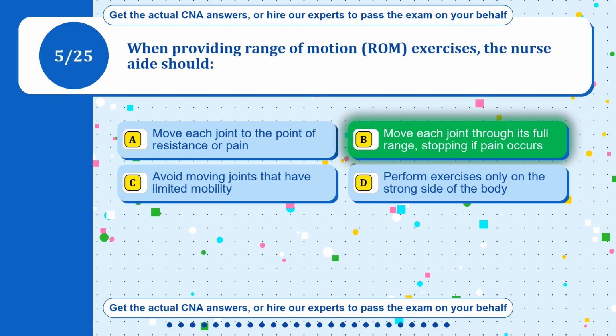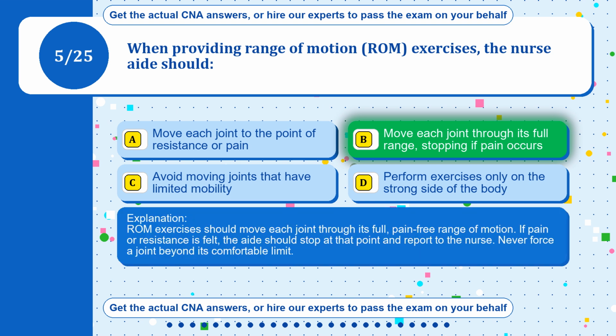The correct answer is option B. Move each joint through its full range, stopping if pain occurs. ROM exercises should move each joint through its full, pain-free range of motion. If pain or resistance is felt, the aide should stop at that point and report to the nurse. Never force a joint beyond its comfortable limit.